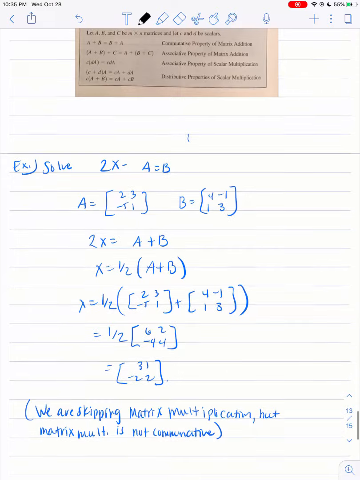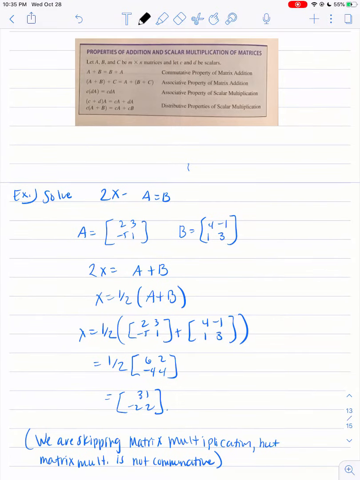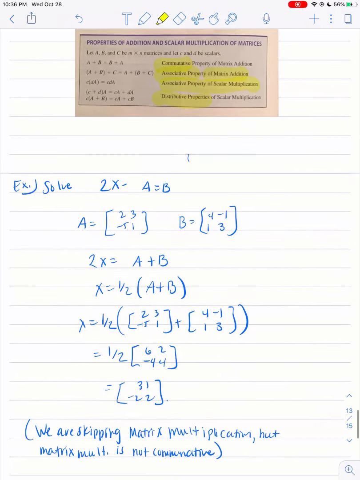Alright, and here are some properties of addition and scalar multiplication of matrices. It's the same as real numbers, where we have the commutative property, associative properties of matrix addition and scalar multiplication, and distributive properties. So A plus B equals B plus A, and A plus B plus C equals A plus B plus C, just with different parentheses. c times dA equals cd times A, so it's associative in multiplication. And my distributive properties stay the same with scalar multiplication.